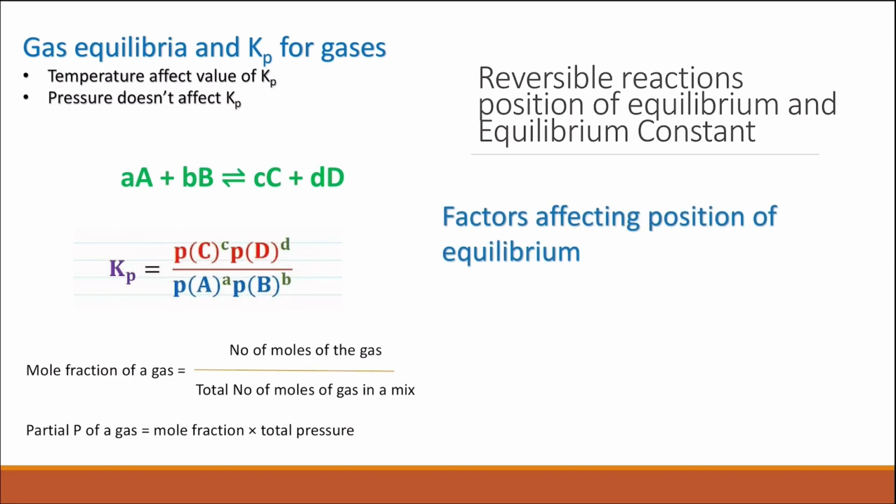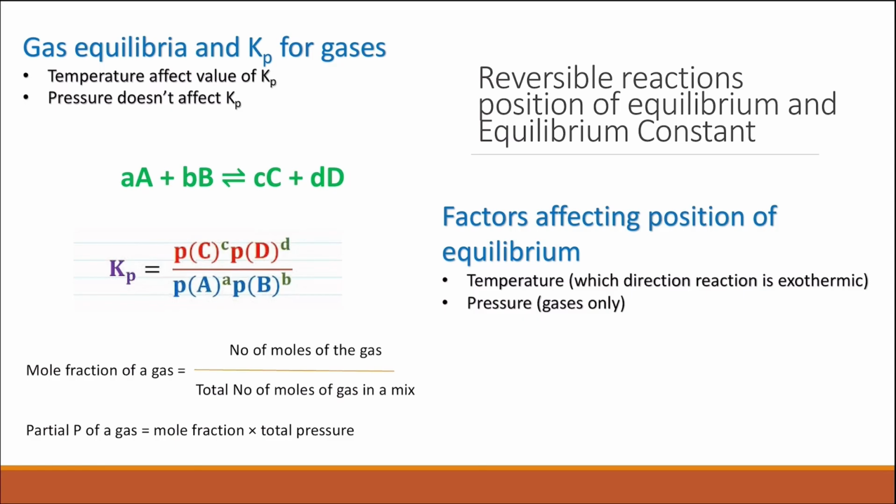The factors that affect the position of equilibrium, usually they ask about that. So temperature, depending on which direction of the reaction is exothermic. Pressure, of course, in case of gases only, and these are gaseous reactions that come in Paper 1, and then the use of the catalyst, which doesn't affect the position of equilibrium.